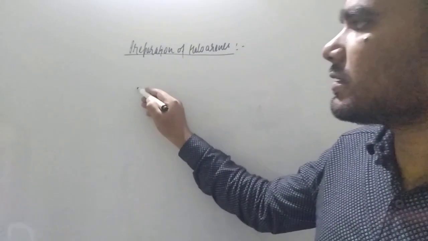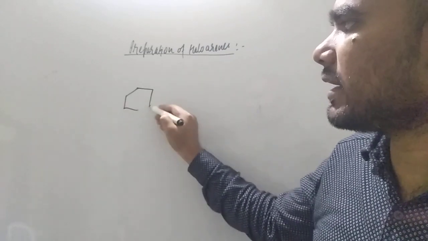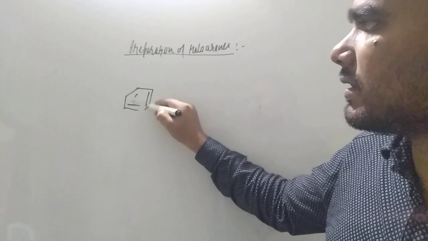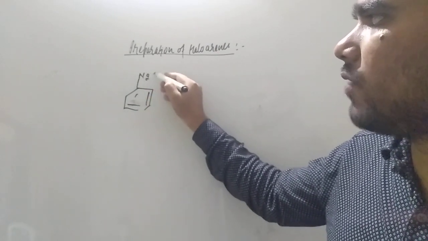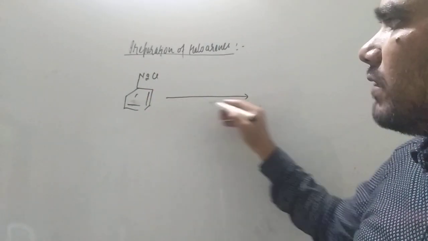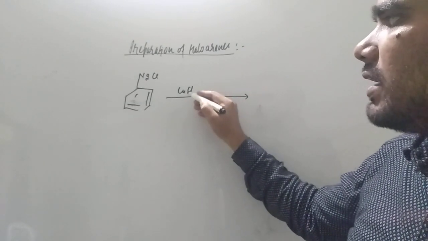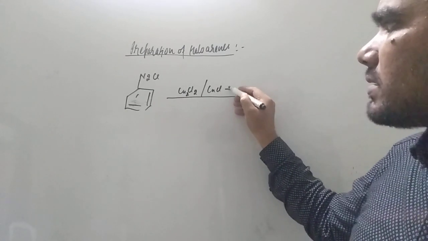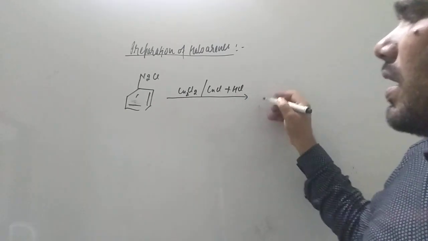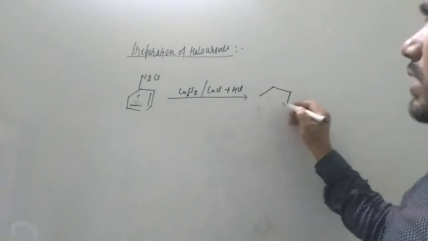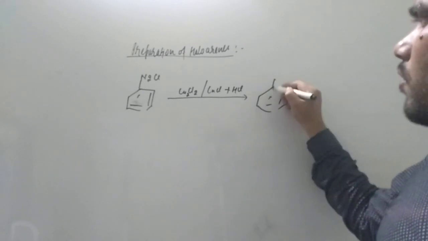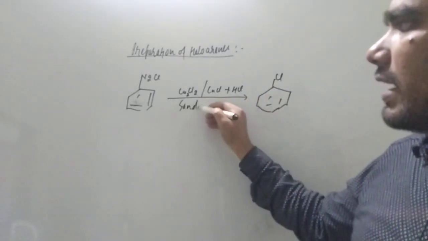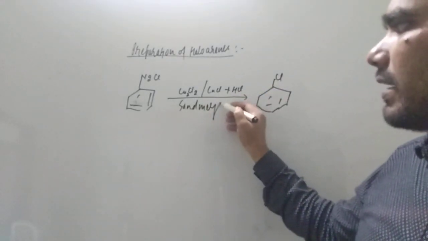First of all, we took benzene diazonium chloride. Benzene diazonium chloride means the diazo group is there, N2Cl. If you are treating this with cuprous chloride, CuCl or Cu2Cl2, plus you take HCl or HBr, what will you get, student? You will get chlorobenzene. This reaction is known as the Sandmeyer reaction again.